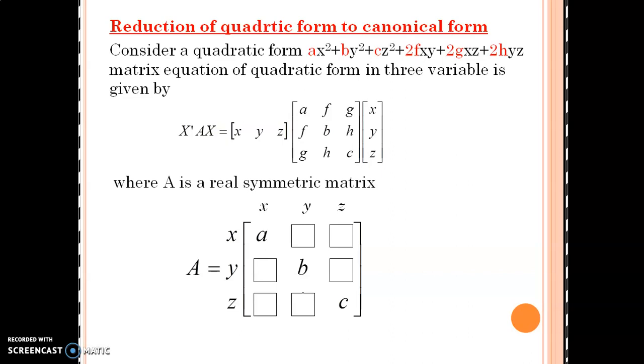The coefficient of xy is 2f, which can be divided into two places, and each f will be placed in xy and yx positions. Similarly, the coefficient of xz is 2g, so g will be distributed at two places. Similarly, 2h will be distributed at yz places. So in this way we get a matrix for which we will be calculating the eigenvalues.